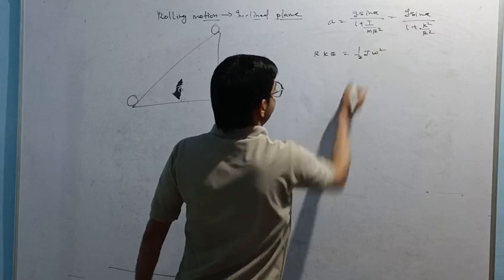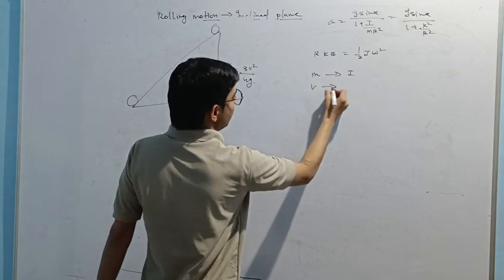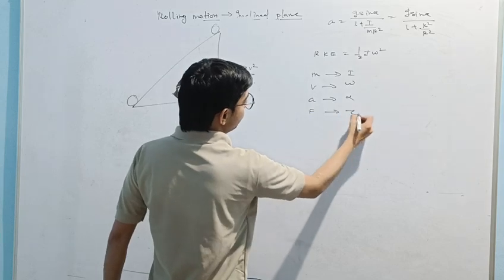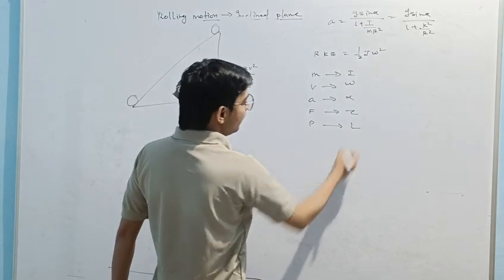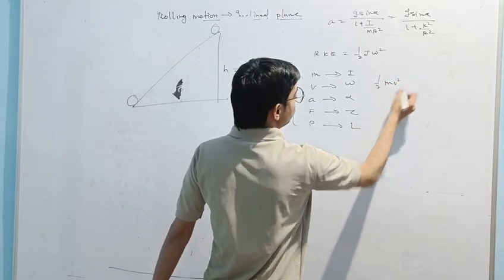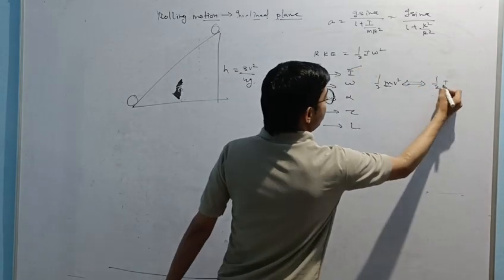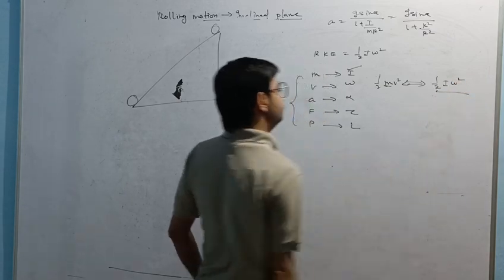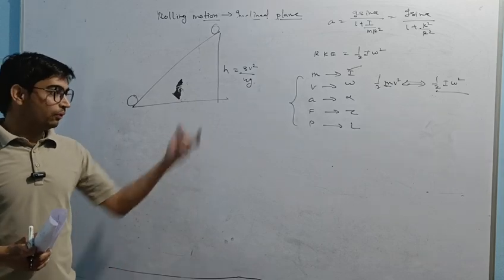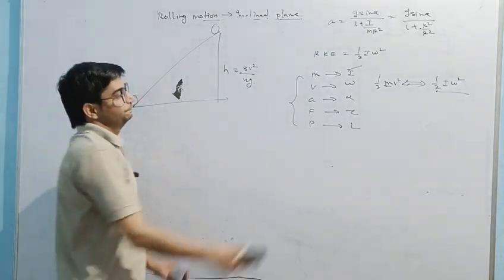1/2 I omega square. Remember, m is replaced by I, v is replaced by omega, a is replaced by alpha, F is replaced by torque, P is replaced by angular momentum. These are the scenarios. We have 1/2 mv square, so it is replaced by 1/2 I omega square, with m replaced by I and v replaced by omega. That's why. By the way, we have a particular relation or derivation for this, but I told you the method to memorize the formula.